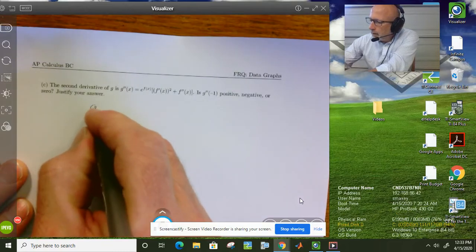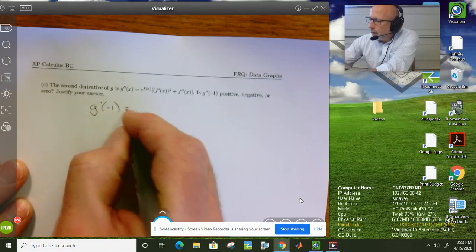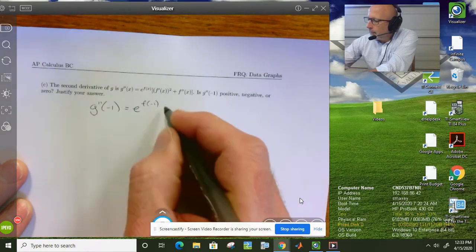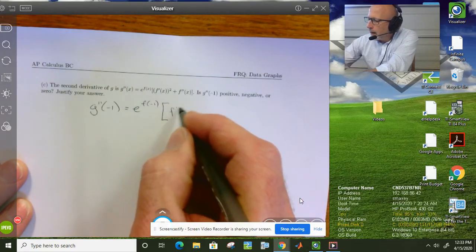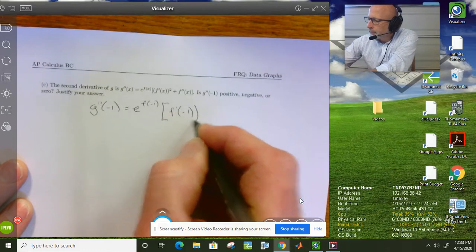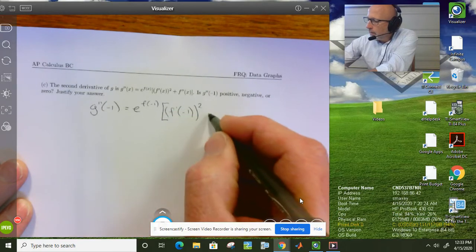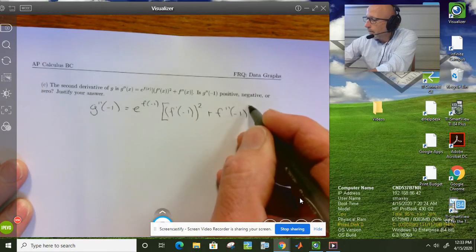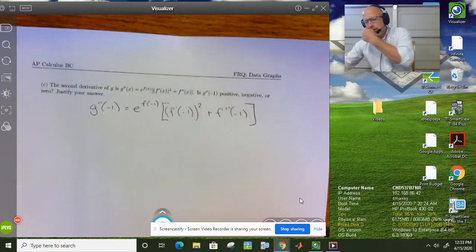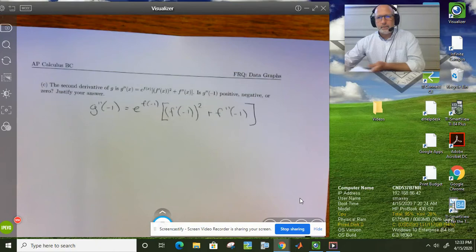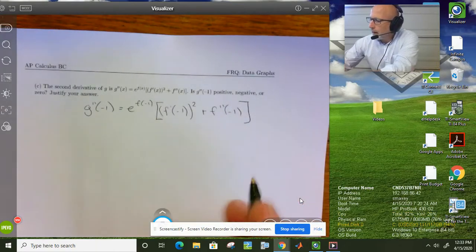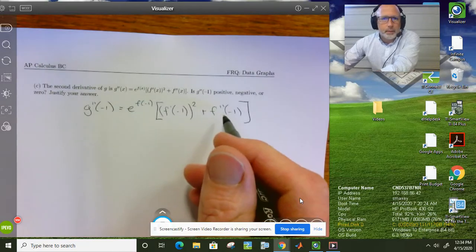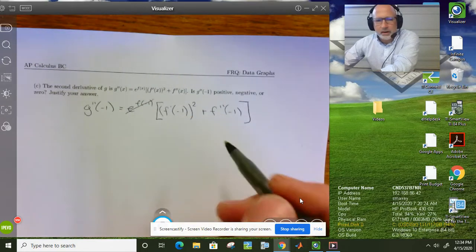So I have g double prime of -1 is equal to e^(f(-1)) times f prime of -1 squared plus f double prime of -1. Okay, so I just need to determine what these values are. Are they positive, negative, or so on? This right here we know is going to be positive. E raised to any power is always going to be positive, so I don't even need to worry about that. I'm just going to ignore it.